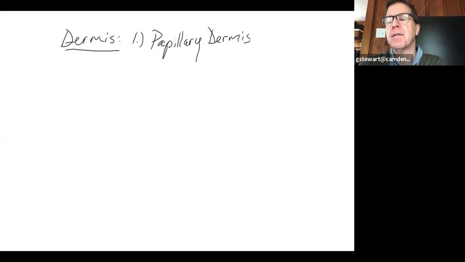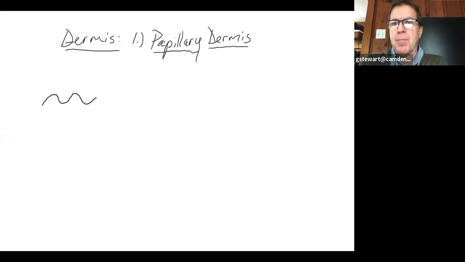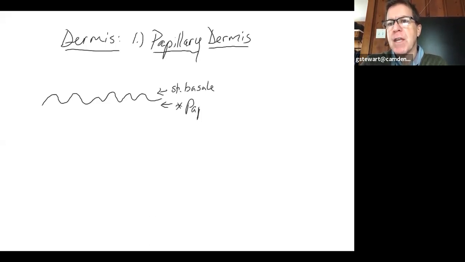Papilla is another name for a finger structure. So, papillary dermis. If we go to that wavy boundary line again between the dermis and epidermis, the papillary dermis is the layer closest to that boundary line. So it would be right next to the stratum basale here. If this is the stratum basale of the epidermis, then the papillary dermis is just underneath that.